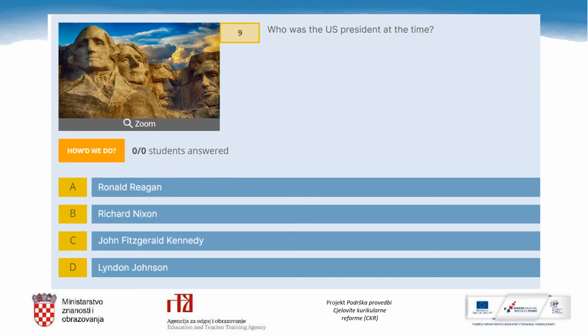Who was the US President at the time? A. Ronald Reagan. B. Richard Nixon. C. John Fitzgerald Kennedy. Or D. Lyndon Johnson. The correct answer is Richard Nixon.